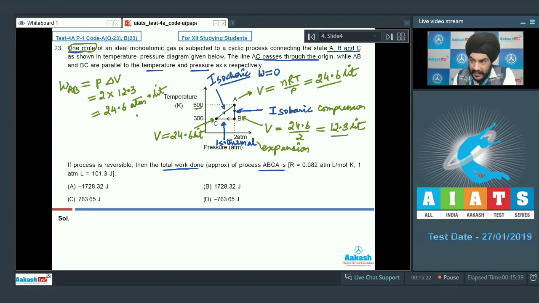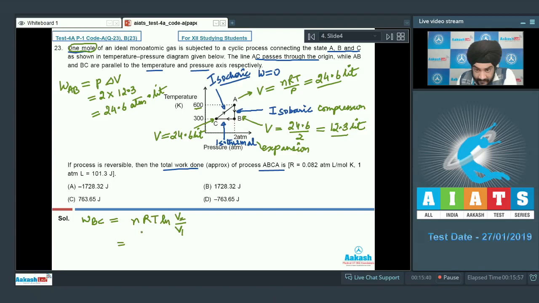So this is the work done in path AB. Now if we talk about the work done in BC, the path BC was isothermal expansion. So work will be done by the gas. So nRT ln V2 by V1.